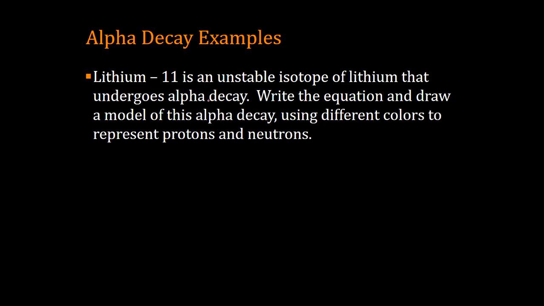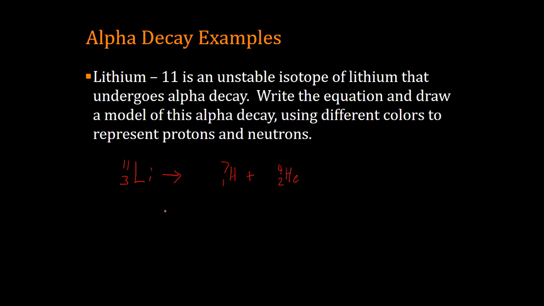So here's an example. Lithium-11 is an unstable isotope of lithium that undergoes alpha decay. So we write the equation. We start with lithium-11, and we look at the periodic table. Lithium has 3 protons. Lithium decays into something and an alpha particle. So I'm going to write my alpha particle, helium-4, and then subtract. 11 minus 4 is 7. 3 minus 2 is 1, and the element that has 1 proton is hydrogen. This would also continue to decay, by the way. Hydrogen with 6 neutrons is going to also be very radioactive.